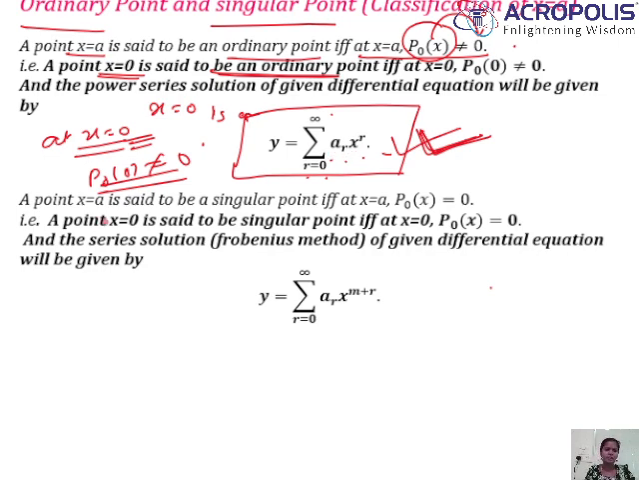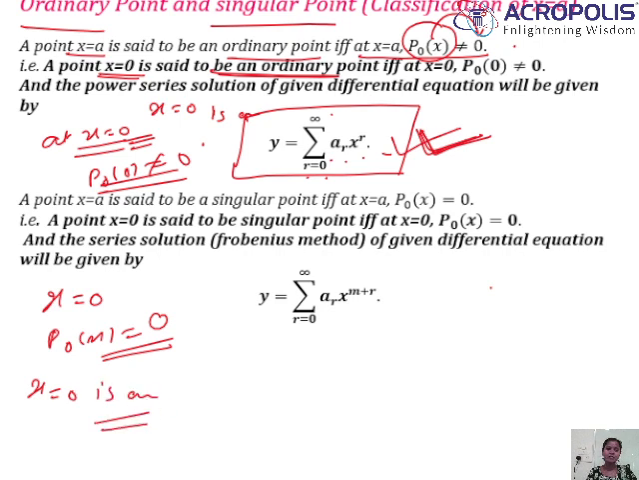Now what is a singular point? When we substitute x equals 0 in p naught of x and you get it equal to 0, just the opposite of the ordinary case, then you can say that x equals 0 is a singular point.